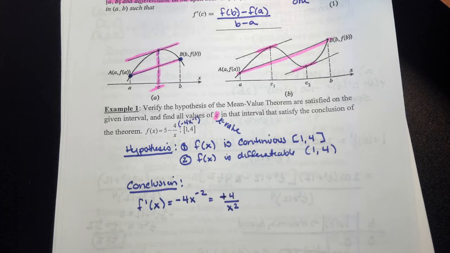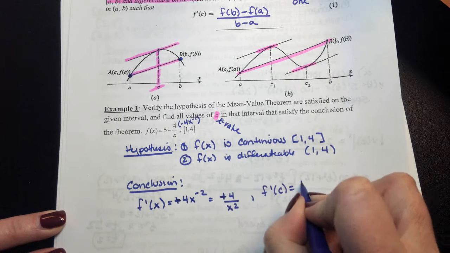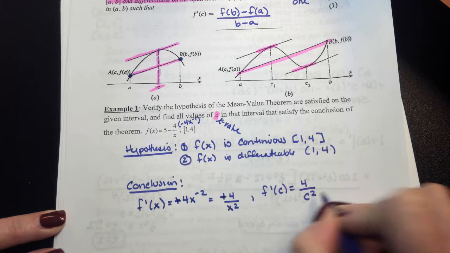Right? So then when I want to solve for a particular c value, I know that f prime of c is going to be equal to 4 over c squared.